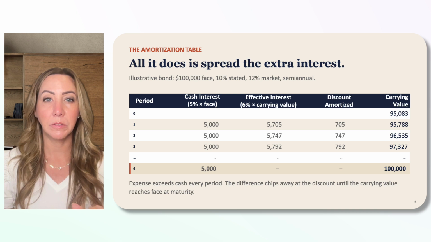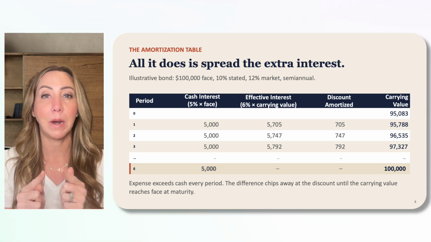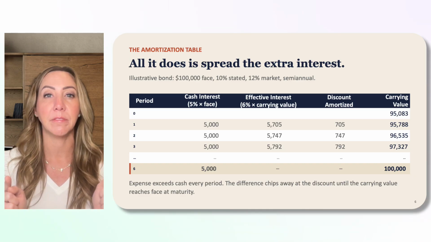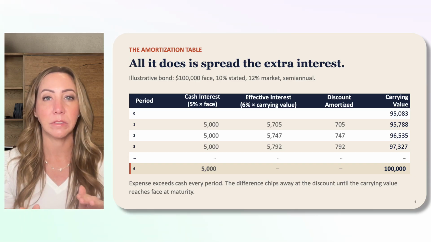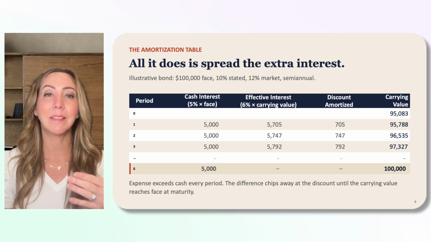So all this table is doing is taking that little pile of extra interest we identified at issuance and spreading it out period by period over the life of the bond. That's it. It's an allocation schedule, nothing more. Don't worry about the numbers in this schedule, but look at the columns with me.